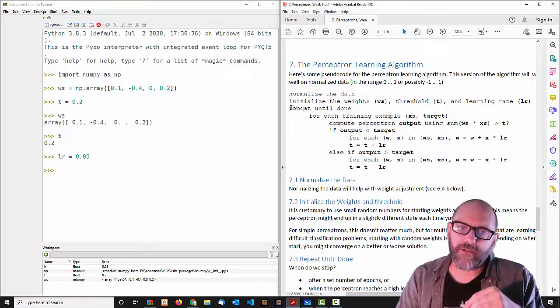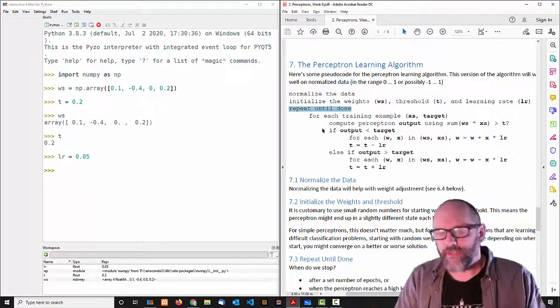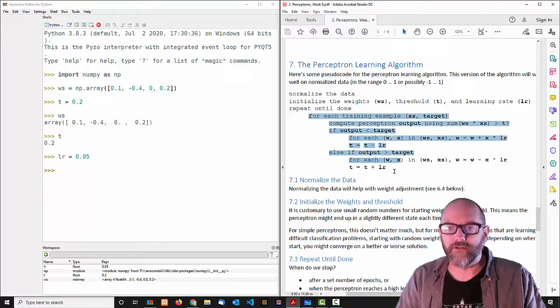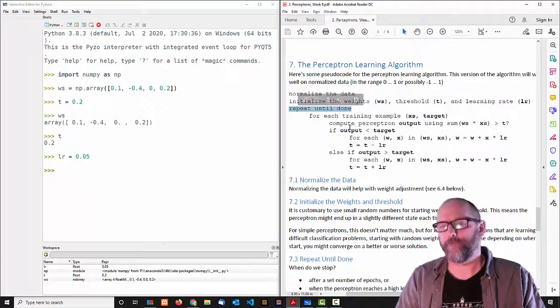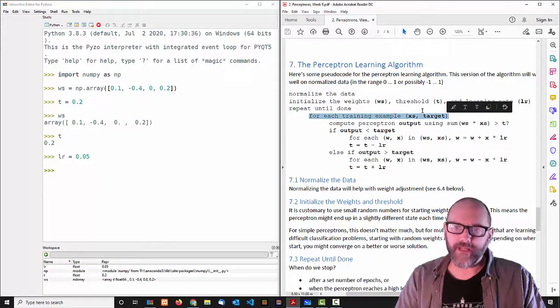But you must go for multiple epochs. Don't just train for one epoch. That's one of the big errors I see students doing when they code this for the first time, is they just do a single epoch. They just do this part. They don't do the repeat until done part. Okay, so what you do is then you go through each training example.